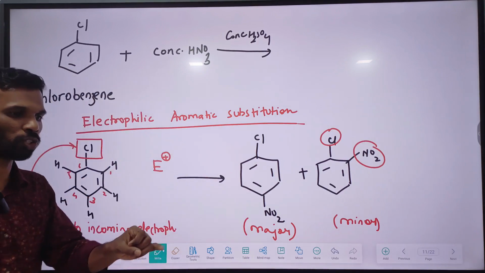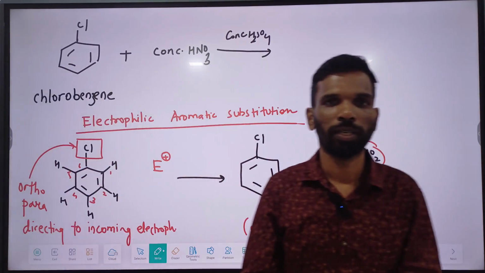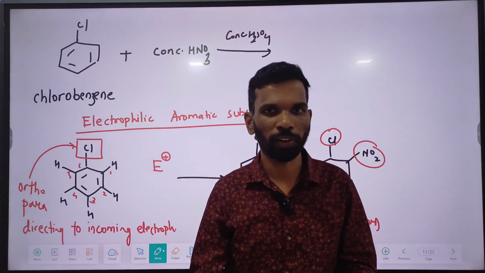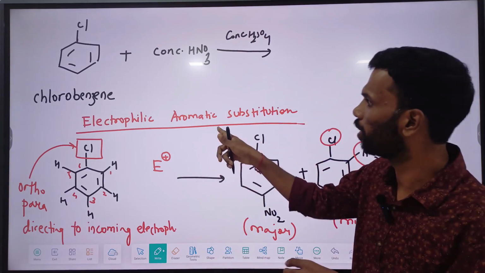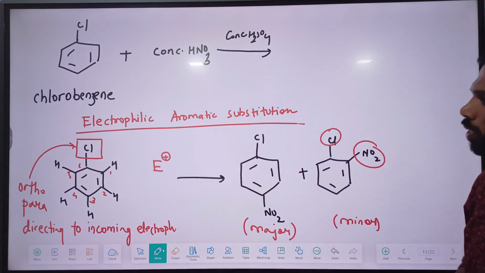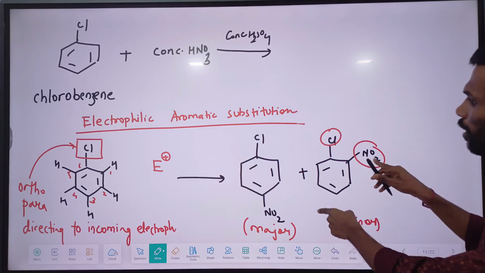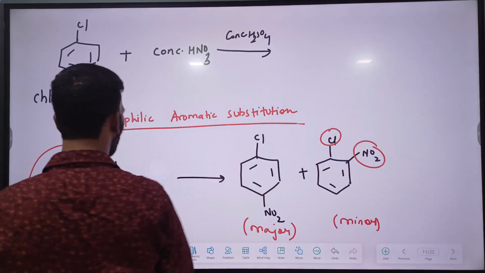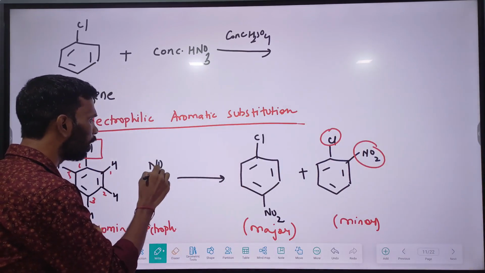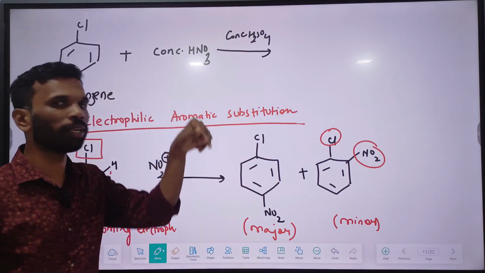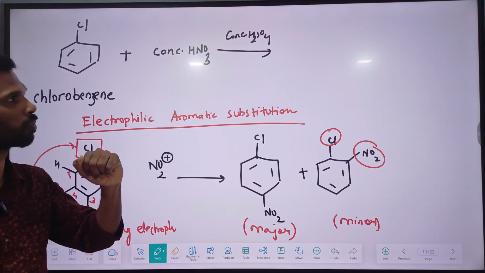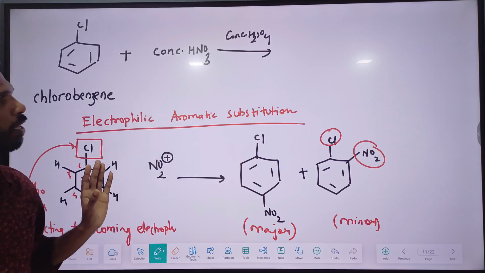Electrophilic aromatic substitution, we'll learn halogenation, then nitration, Friedel-Crafts acylation, Friedel-Crafts alkylation. All these reactions fall under the category of electrophilic aromatic substitution. Now, I have written NO2 over here. For that, the electrophile should be what? NO2 plus. This is the electrophile which is generated from the HNO3 and H2SO4 combination.